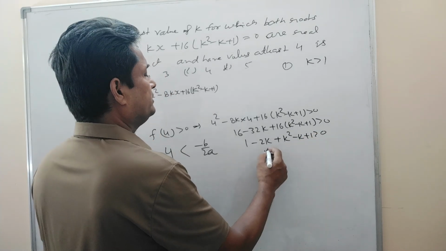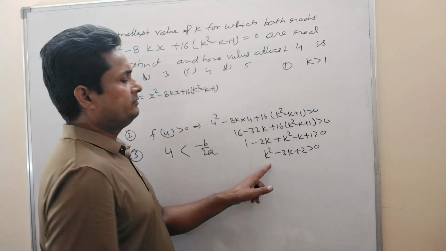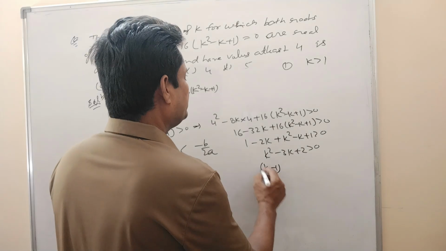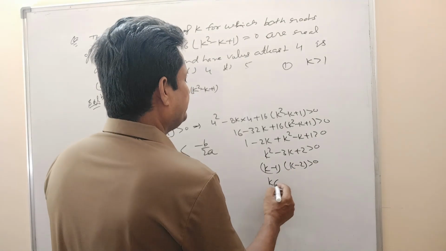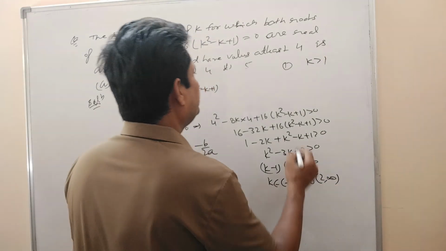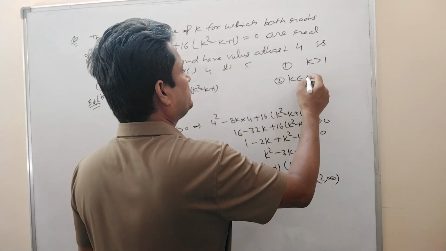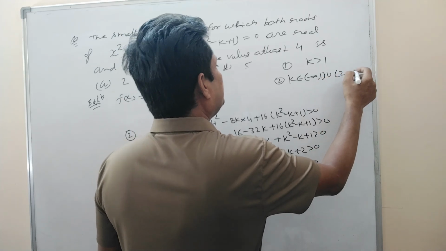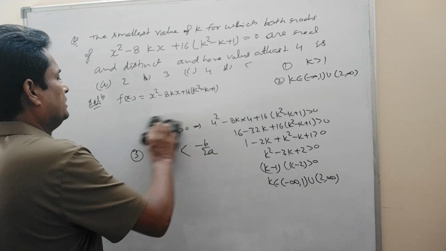Now simplify this one. It will be k square minus 3k plus 2 greater than 0. Now find out the roots of this one. Factorize this one. It will be (k minus 1) into (k minus 2) greater than 0. So the answer will be minus infinity to 1 union 2 to infinity. So the answer from the second is k belongs to minus infinity to 1 union 2 to infinity. This is the answer from the second one.